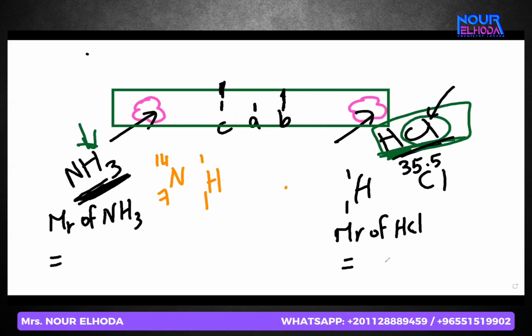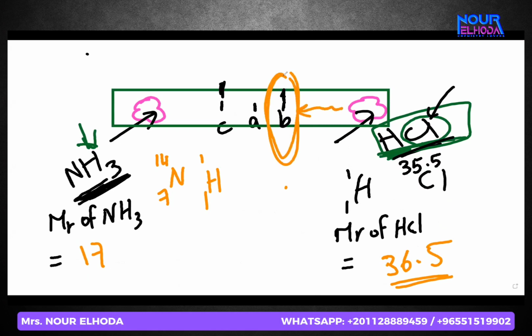So, since this is 36.5 and this is 17, this means that HCl is going to move slower. So I'm going to choose B. I will say in both of them they are going to diffuse together and they will meet at B.